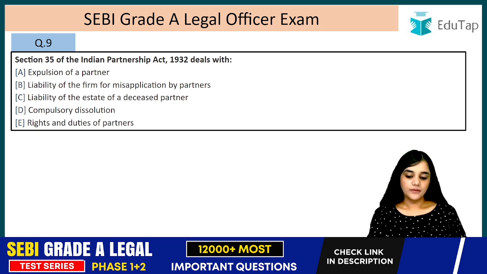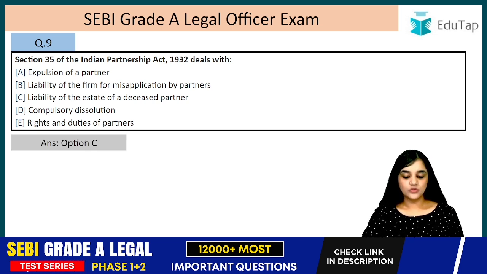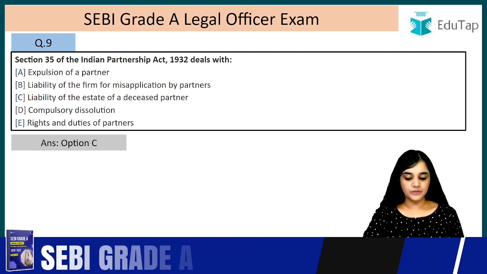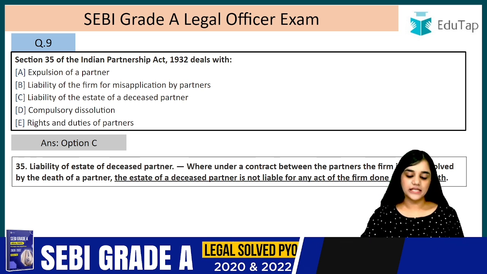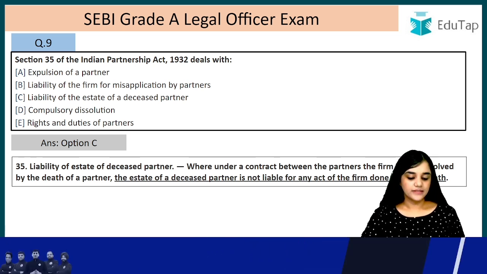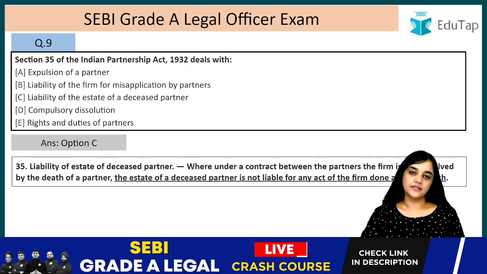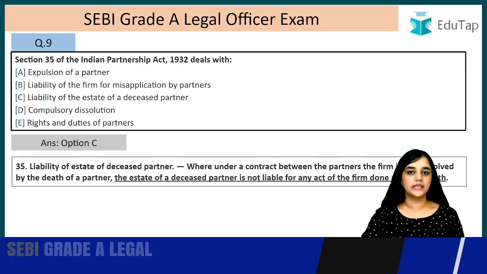Question number 9. Section 35 of the Indian Partnership Act deals with the liability of the estate of a deceased partner. Very simple section, let's just read it. Where under a contract between the partners, the firm is not dissolved by the death of a partner, if it is still continuing, the estate of the deceased partner is not liable for any act of the firm done after his death. So his estate is not liable for any act that they are doing in that firm after the date of his death, right?